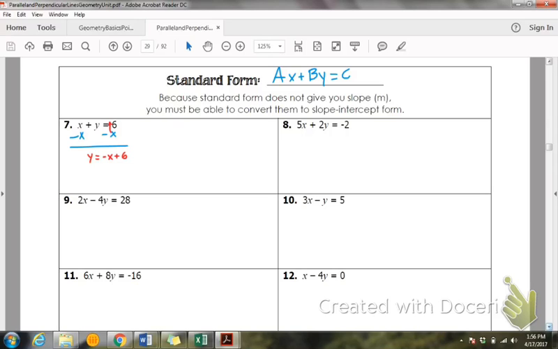Okay, let's try number 8. 5x plus 2y equals negative 2. First, we're going to move 5x over by subtracting it from both sides. Negative 5x minus 2. So we have 2y equals negative 5x minus 2. How do we get rid of that 2? Not add it. We want to divide y by 2. And we have to divide it off of every term.